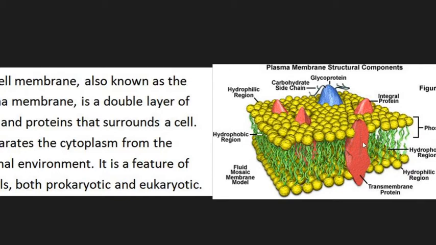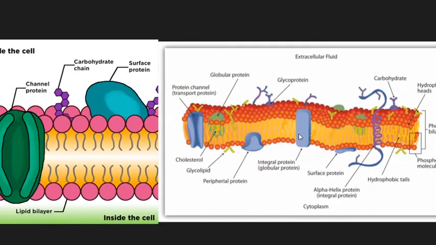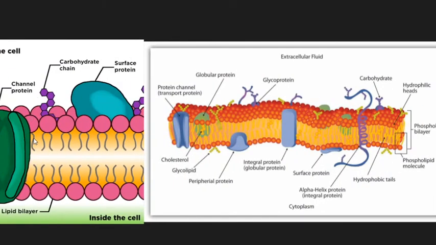You can also see different types of proteins here. These are integral proteins, and these are glycoproteins, with carbohydrate chains embedded in them. We will discuss them further. So we can see two layers. These are lipid bilayers. This end is the hydrophobic end, and the pink end is the hydrophilic end.